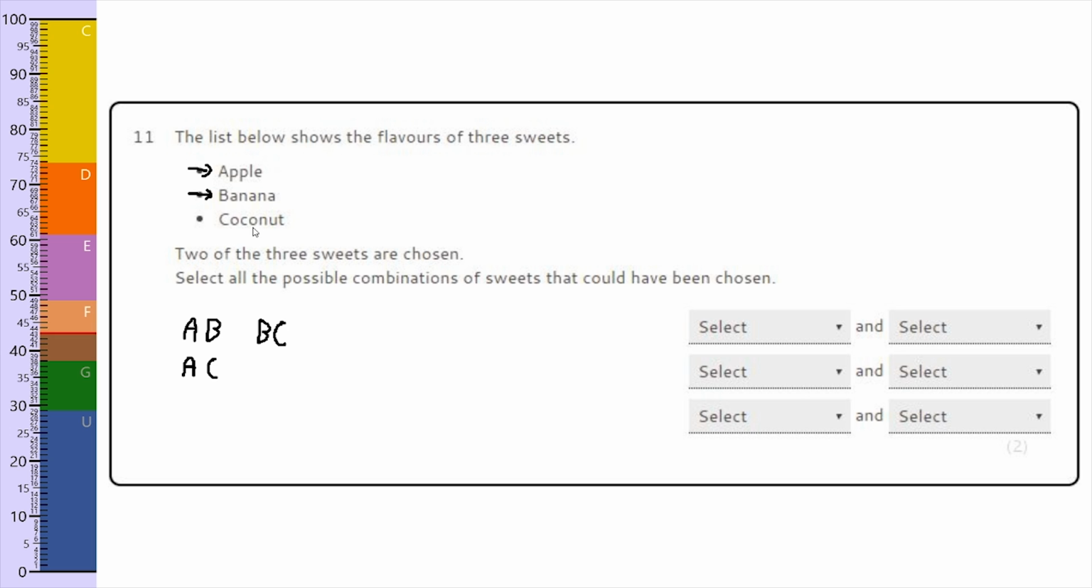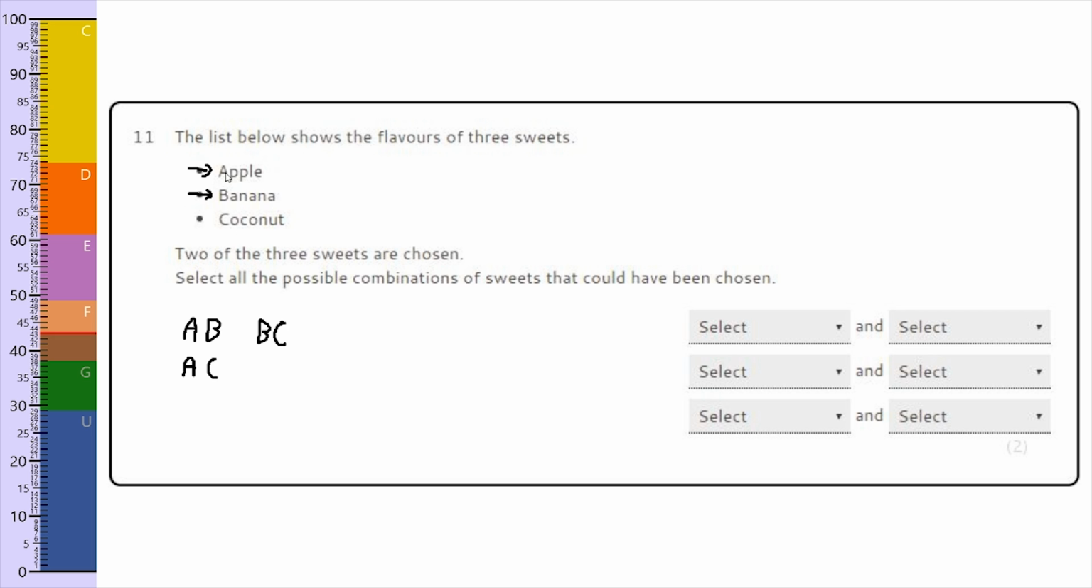If you did have 4 here, then you're looking at 24 different combinations, I believe. Let's have a think. 3 times 2 times 1. Oh, no, it's not 24, is it? 3 times 2 times 1 is going to be 6 different combinations. Okay. And if you had 5 and 6 and 7, which is unlikely, then you'd have even more.